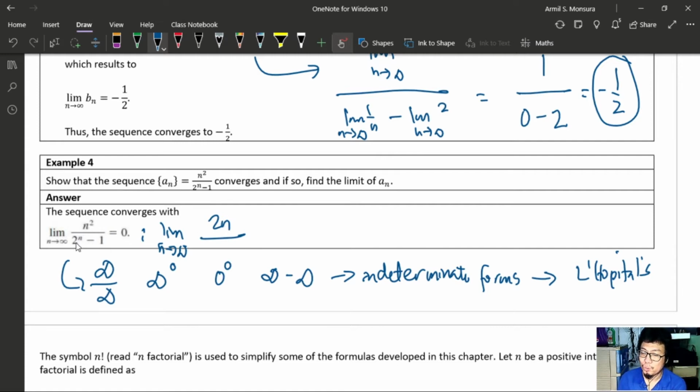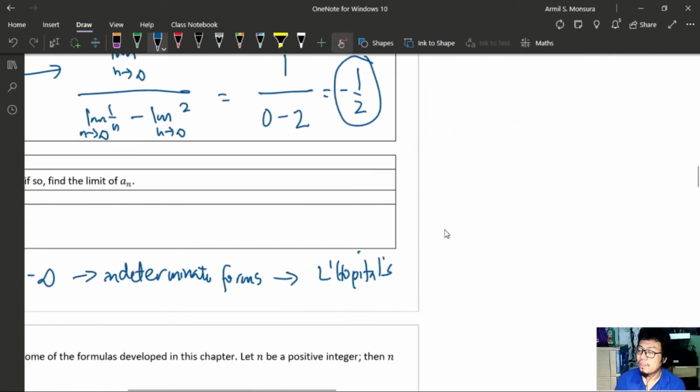Now the derivative of 2 raised to n, you can look at the derivative tables, but you can work on it this way. If you want to take the derivative of 2 raised to n, let's express it in another way. So let's have 2 raised to n equals, say for example, x. Now taking the natural logarithm of this.